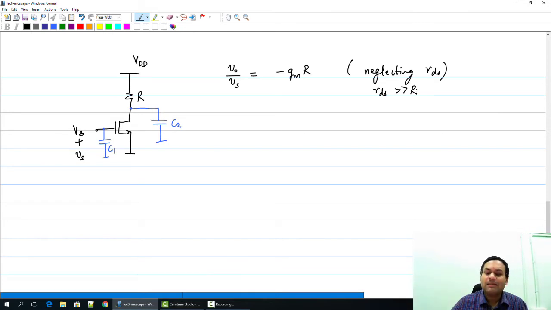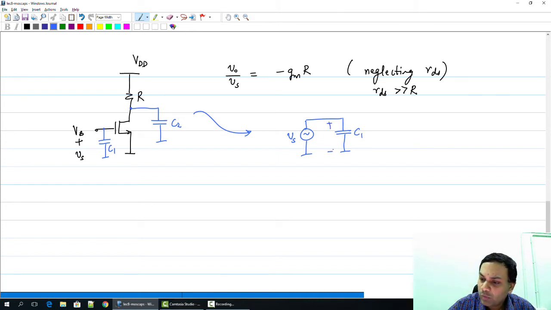Now suppose you have capacitances C1 and C2. I now have to draw the new equivalent circuit, and I'll do that here. The small signal equivalent circuit will look as follows. So Vs is directly applied across C1, which generates the gate source voltage.